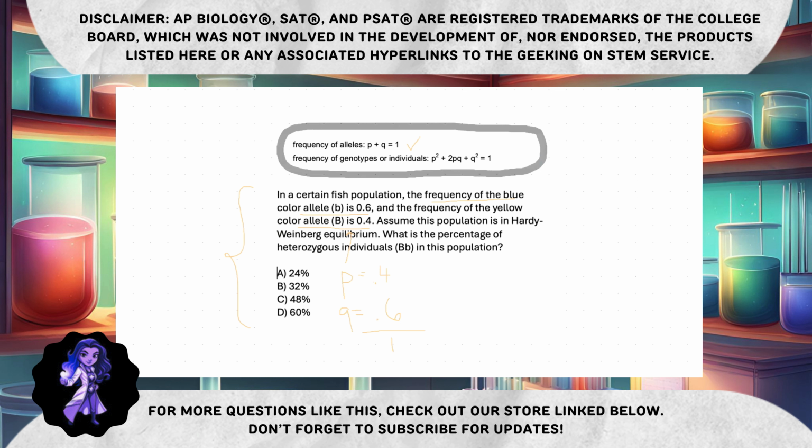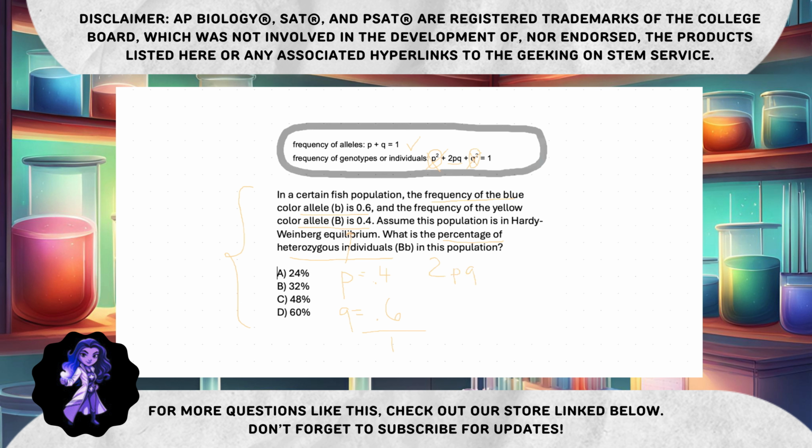Now let's take a look at what they're asking. They're asking for the heterozygous individuals in the population. So they're not asking for homozygous dominant or homozygous recessive. So they're not talking about P squared or Q squared at this moment. They're talking about the heterozygous individuals, so the 2PQ.